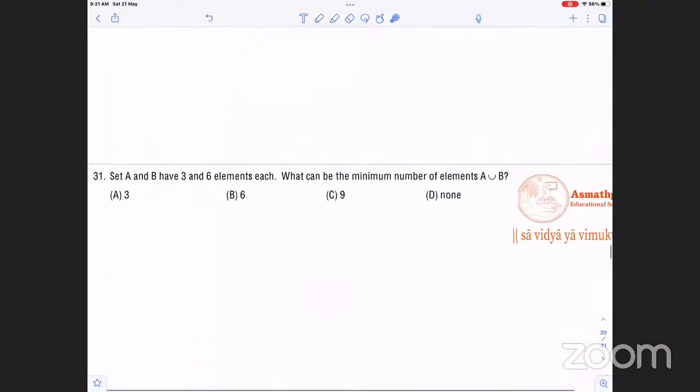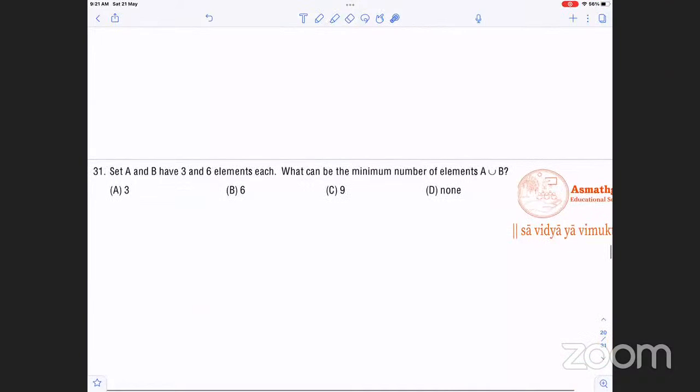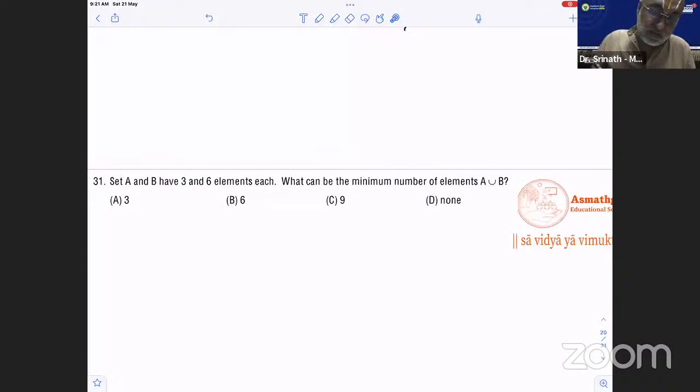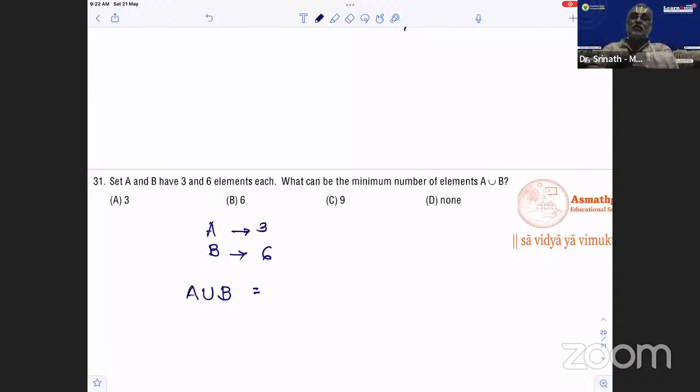Yes, sir. We can move forward, sir. Yes. Yeah, this is a very good question. A has got 3 elements. B has got 6 elements. What can be the minimum number of elements in A union B? Let me get some responses from the students. Let them type the answer, please. Let me see how many of them give the correct answer.